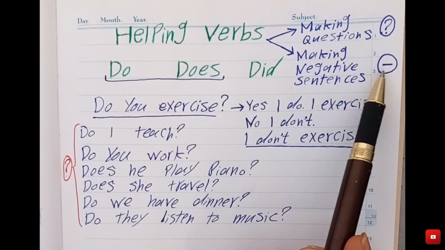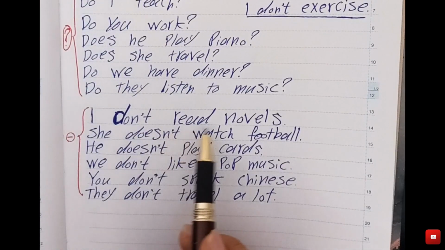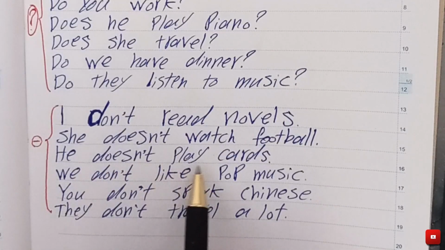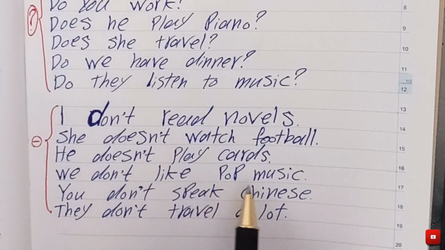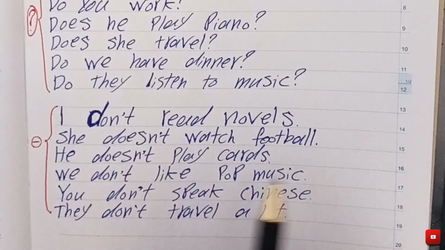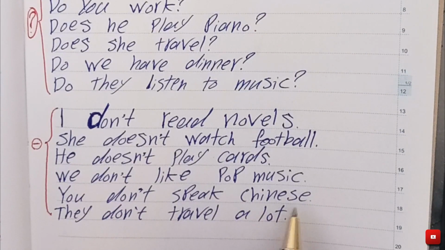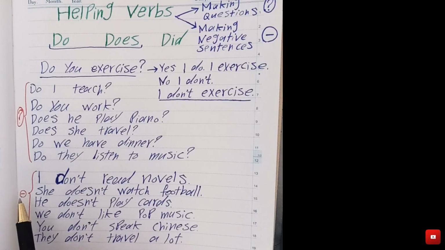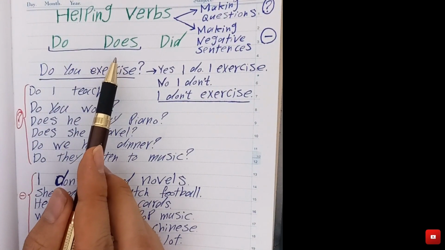Let's go for negative sentences. I don't read novels. She doesn't watch football. He doesn't play cards. We don't like pop music. This is just for the sake of example. I love pop music. You don't speak Chinese. They don't travel a lot. So these are the negative sentences with do and does.